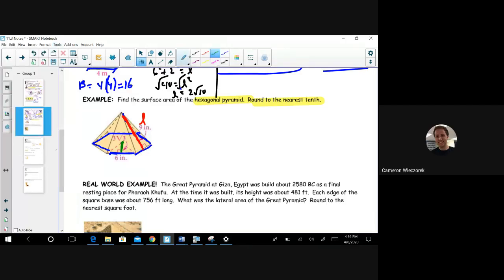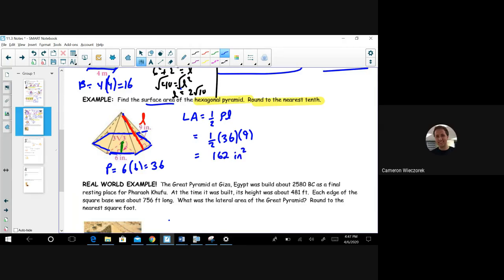Okay. So let's see what we need. First we need surface area. So I'm going to do lateral area first. 1/2 the perimeter of the base times the slant height. Perimeter of the base, there's 6 sides. It's a hexagon. Each one is 6. Last time I checked, 6 times 6 was 36. 1/2 times 36. The slant height in red they gave me was 9. So I get 18 times 9, which is going to be 162 inches squared, which is great, but that's just the 6 triangles surrounding the pyramid.